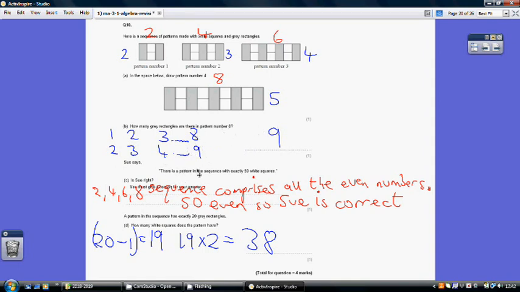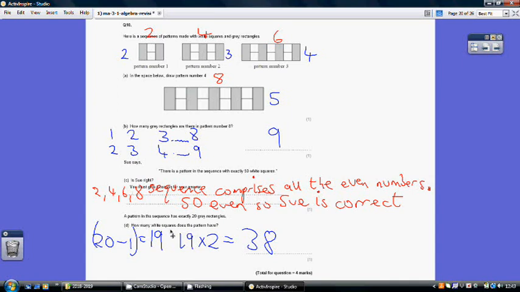Now, Sue says there is a pattern in the sequence with exactly 50 white squares. Is Sue right? You must give a reason for your answer. So let's have a look at the white square pattern. Well, we have 2 white squares, then 4, then 6, then 8, and so on. So we can see that the pattern is just comprising all the even numbers. So yes, 50 will be in that sequence, so Sue is correct.